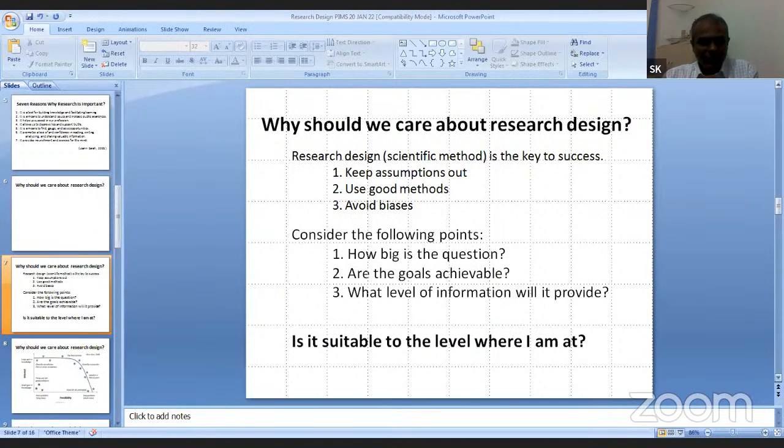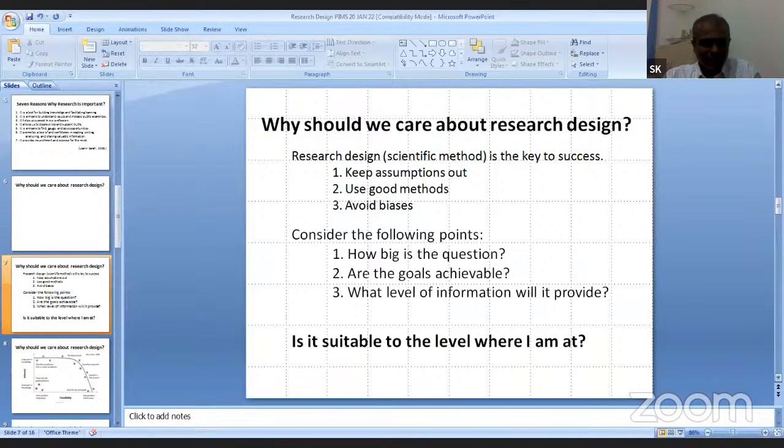So the answer to that question is research design, which I have put in bracket scientific method, because they're inseparable for us. Scientific and systematic work is inseparable from research design. So research design is the key to success. Successful driving without accident requires a good vehicle, good driver, and good road.